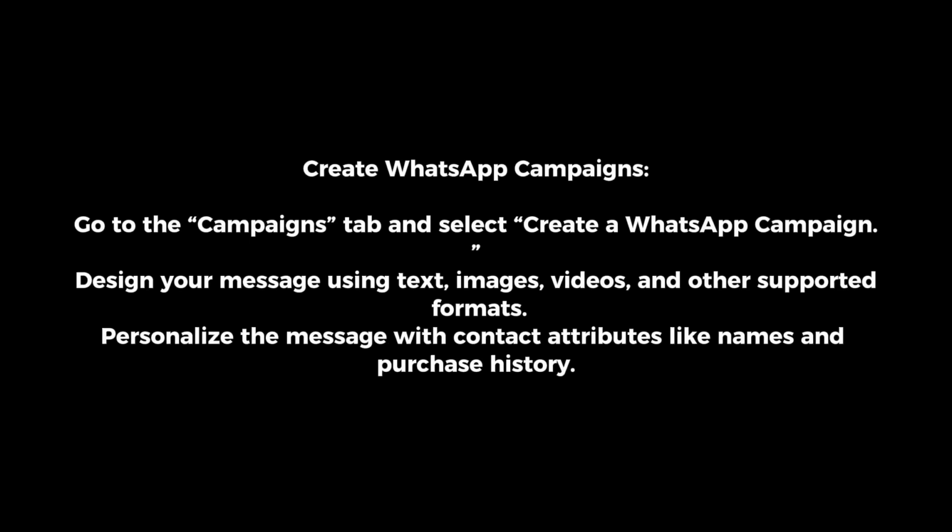Create WhatsApp campaigns. Go to the Campaigns tab and select Create a WhatsApp campaign. Design your message using text, images, videos, and other supported formats. Personalize the message with contact attributes like names and purchase history.